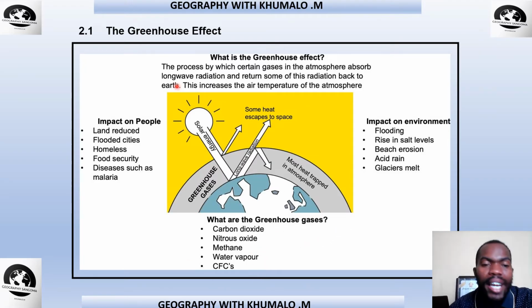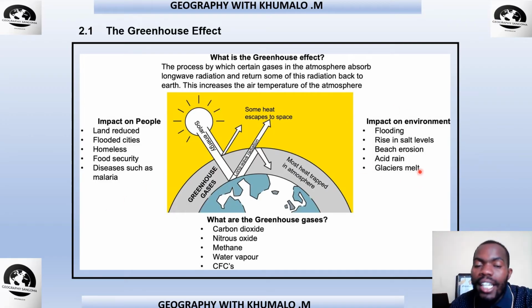And then, what are the impacts of the greenhouse effect on people? You can be asked, maybe in a paragraph question, to say in a paragraph of approximately 8 lines, describe the impact of greenhouse gases on people or on the environment. Or they can even say on people and the environment. Now, the impact on people: the land will be reduced, there will be flooded cities, people will be homeless, there will be food insecurity, and diseases such as malaria.